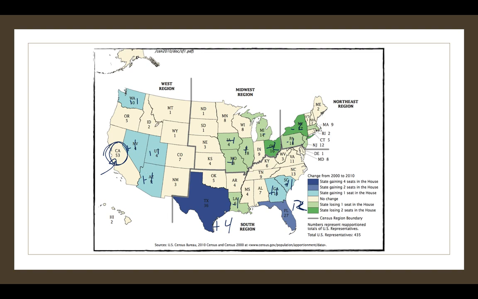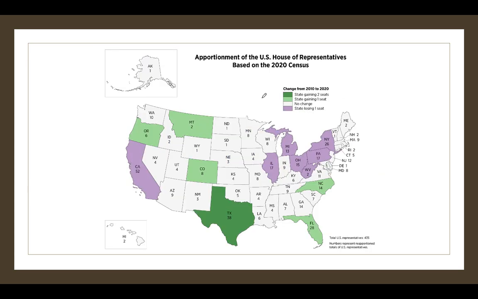Now, this is important. Remember, whoever is awarded these votes, the states themselves get to decide the groups. And deciding the groups can go a long way in deciding who controls Congress. So this is what happened in 2020. The last slide I showed you was 2010. This one is 2020. So 10 years later, what are we seeing again?